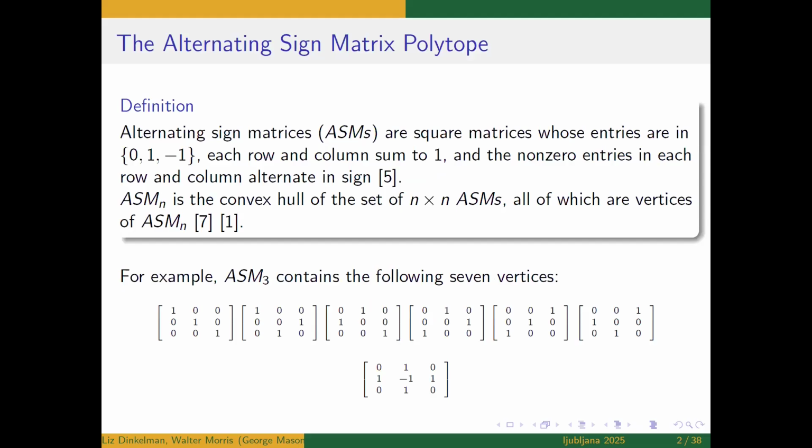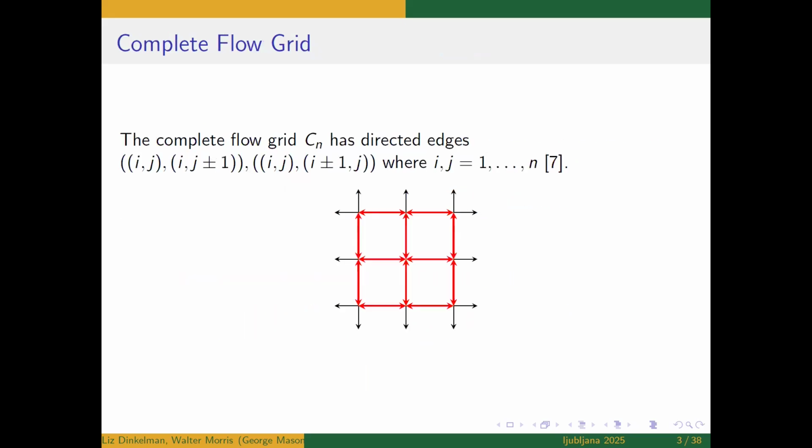We talked about, Roger talked about the Birkhoff polytope, and here you'll see the 6 vertices of B3. And then, of course, if we include the 7th, we have ASM3, which is a 4-dimensional polytope in 9 space. Here we have a complete flow grid. And as you saw, alternating sign matrices can be represented on a flow grid.